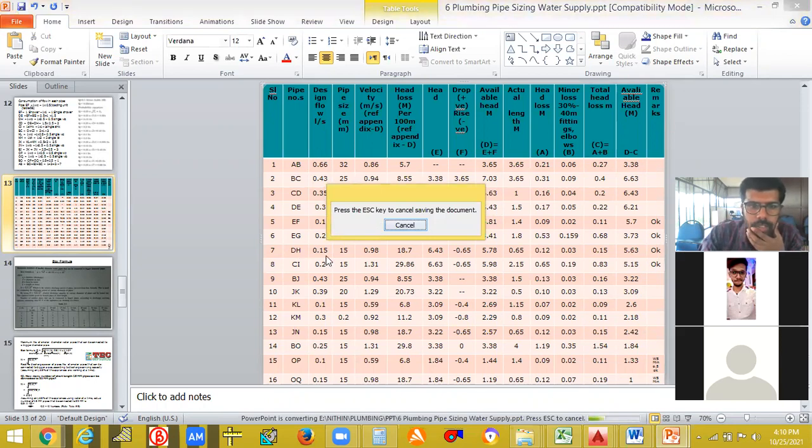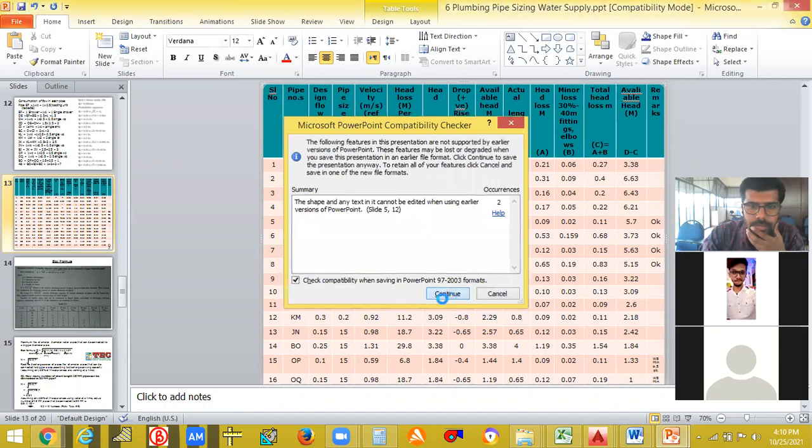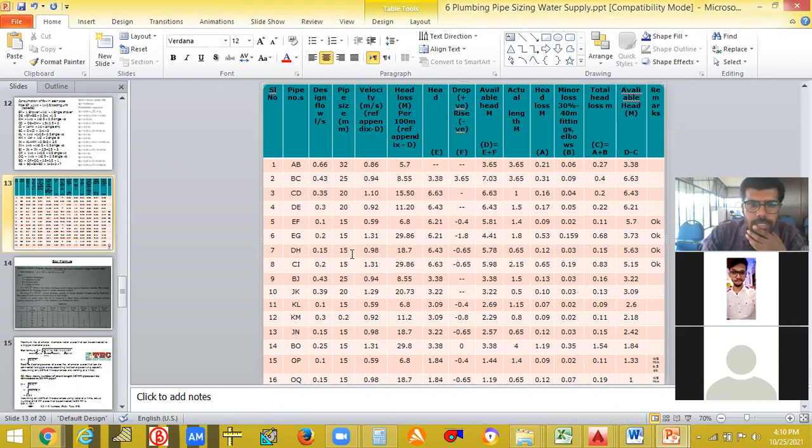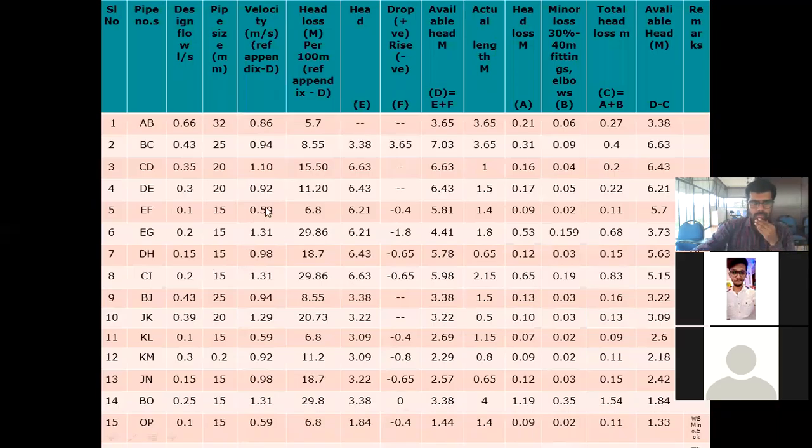So for DH, you will be getting the flow and the pipe size. You will get the velocity and head loss from the chart. Then the head is 6.43. It should be 3.73, but it is 6.43. From where did the 6.43 come? It is taken from here. With respect to CD, the available head will be the DH head.